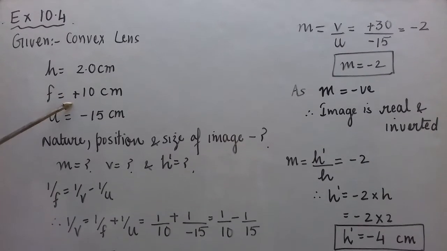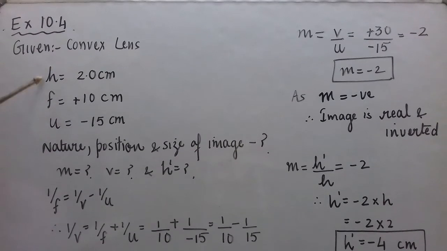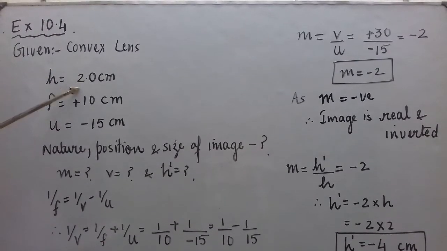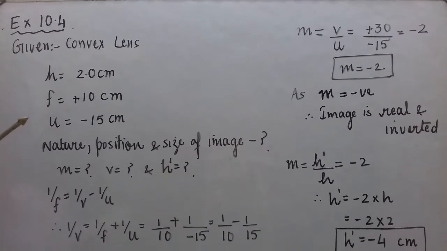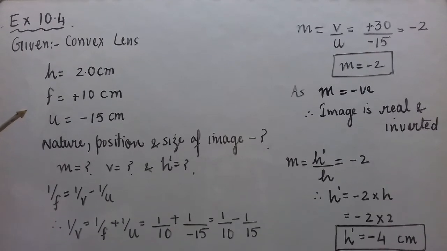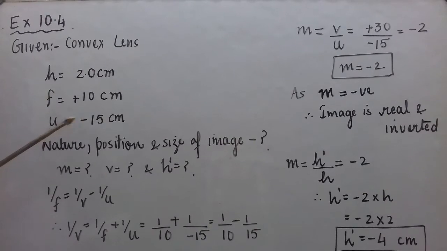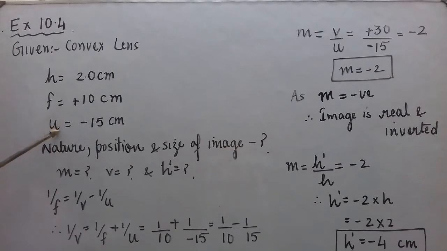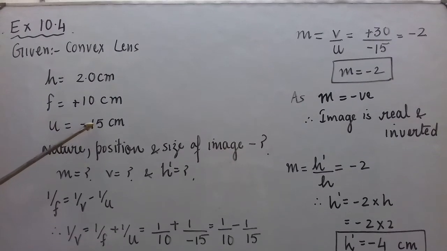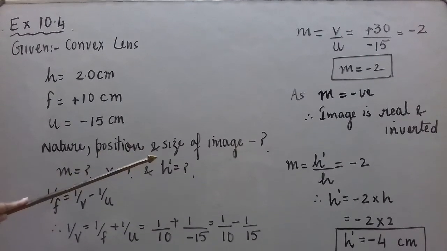I have put the plus sign because a convex lens has always positive focal length. You can also put a positive sign for height because, as per convention, it is positive. I am not putting it because usually it is always positive. Then the distance of the object from the lens: object distance is minus 15 centimeter. They have given the distance of object as 15 centimeter, but we'll use the convention and put the negative sign here. We have to find nature, position and size of the image.